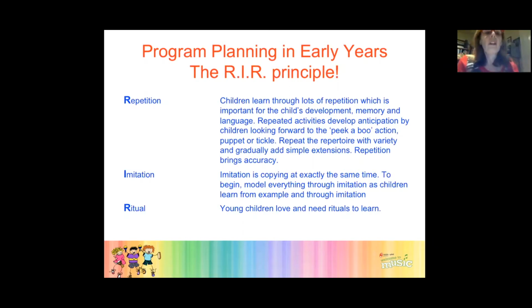All right, so repetition. The next point that's really, really important is imitation. And so we are doing activities, and the children are imitating us the whole time through singing, through body percussion, through movement, through instruments. So they are copying us at exactly the same time. And the last R for the ROAR principle is ritual. And young children love and need rituals. And we're going to talk a lot about that. So really important, I'm going to say that again, the ROAR principle.